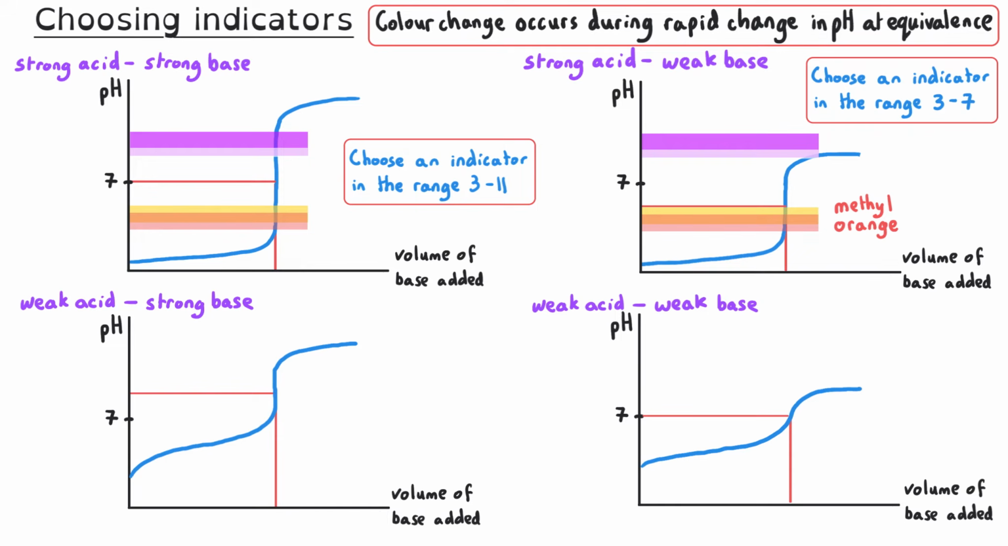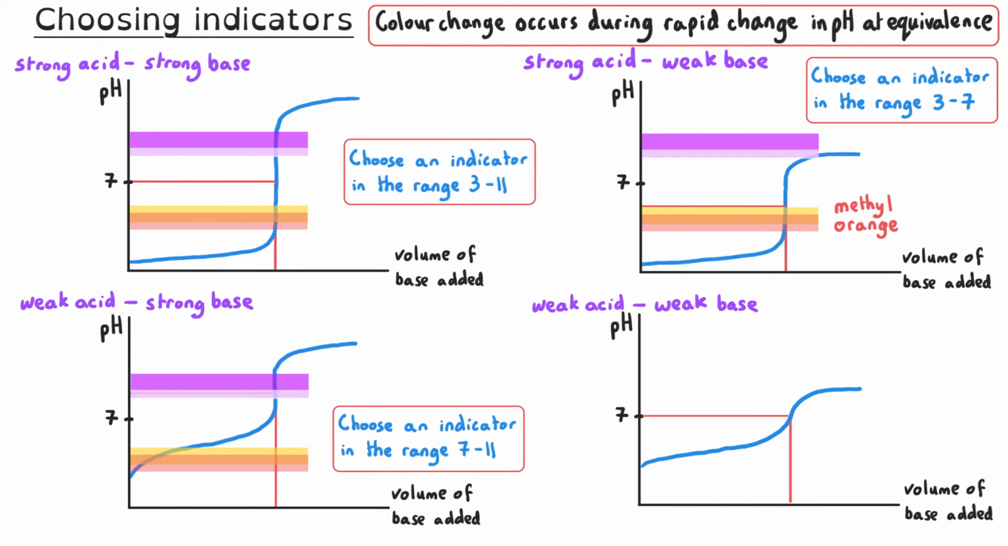For a weak acid strong base titration, the pH change will be between 7 and 11 at the equivalence point. And so this time methyl orange would not be appropriate as its pH range at its endpoint falls outside the 7 to 11 range.